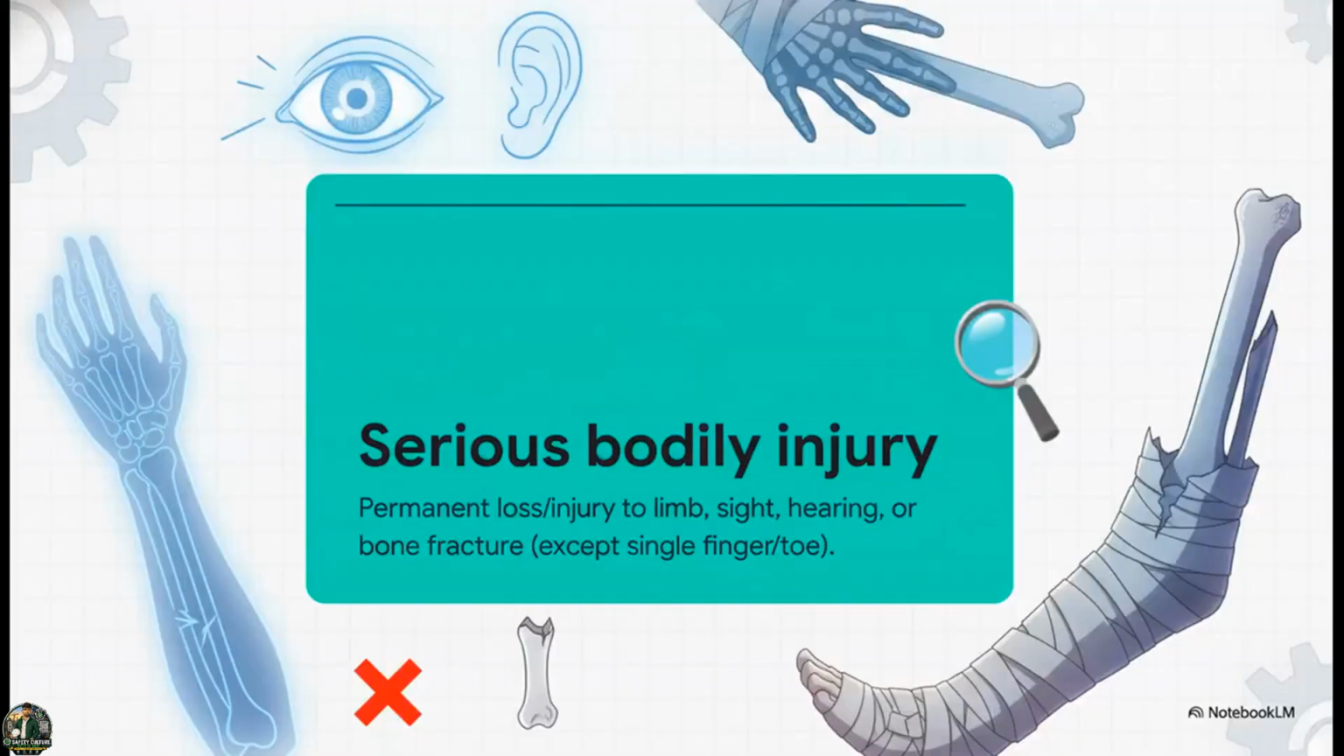But what exactly makes an injury serious under the law? Well, the Act is incredibly specific here. It defines serious bodily injury as permanent loss or injury to any limb, sight, hearing, or a bone fracture. Interestingly, though, it specifically excludes a single broken finger or toe, what the legal text calls a single phalange. Basically, it has to be a substantial, life-altering impairment to cross this specific threshold.